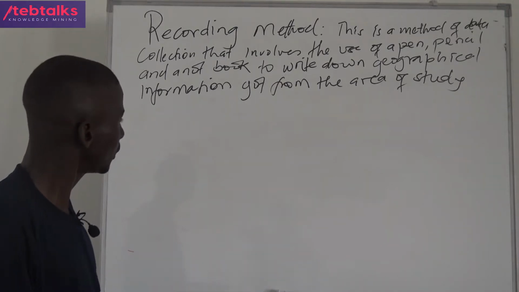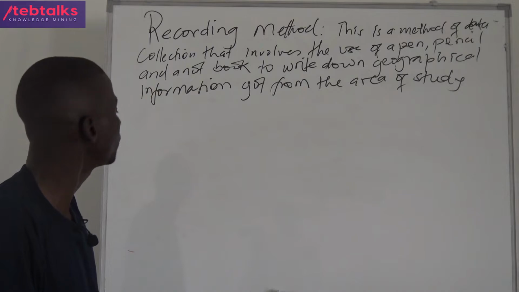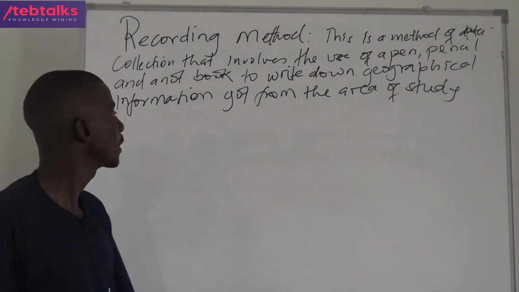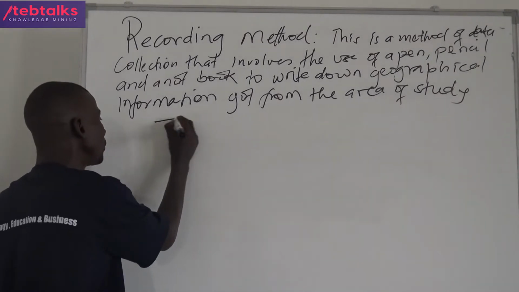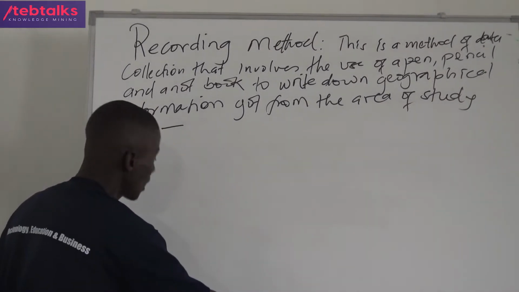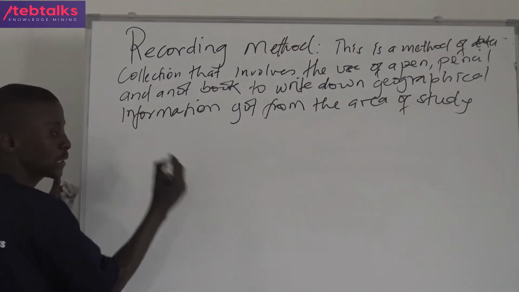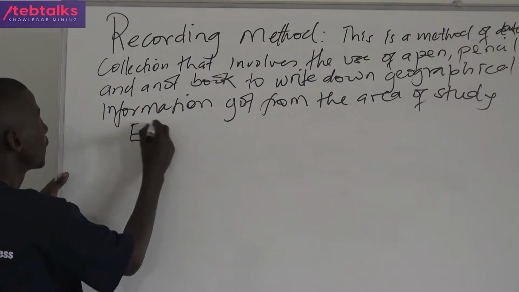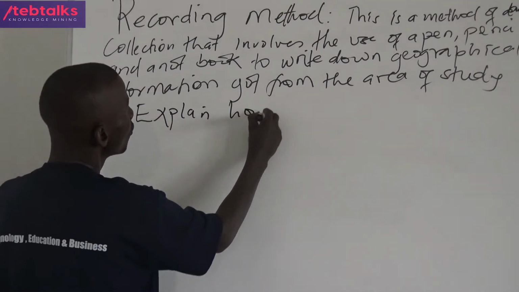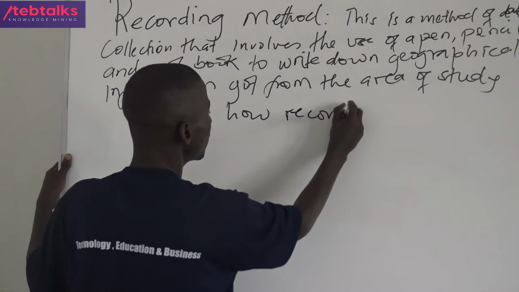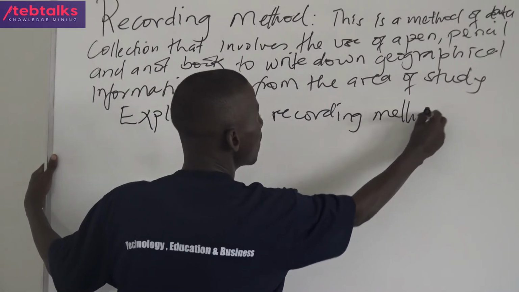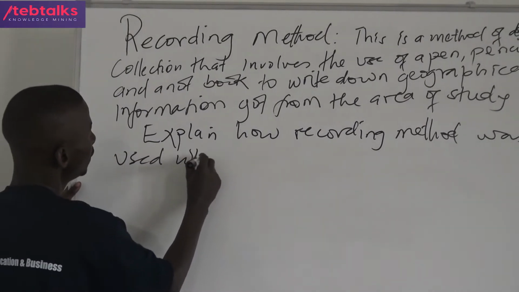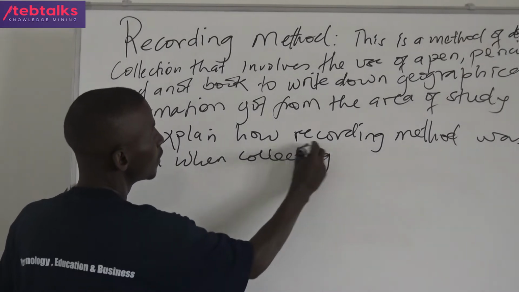So still, in the case of a question where you are asked to explain how the method was used, of course you will go back to the other items that I told you that we follow. You remember them. When you are answering that question, that's how they will always set it. They will not require you to only define. They will say, explain how recording method was used when collecting information.